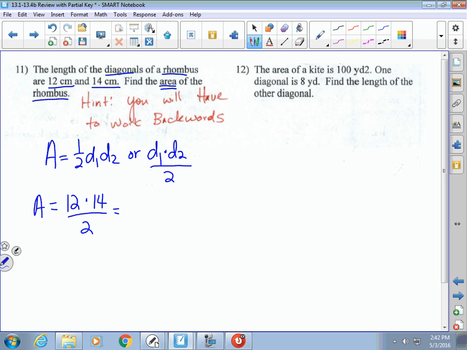You can simplify by cutting the 12 in half, or cutting the 14 in half and then multiplying, or we can do 12 times 14, which I'm going to do. I'm going to do the top and then divide by 2 to get our answer. So our area here is 64 centimeters squared.